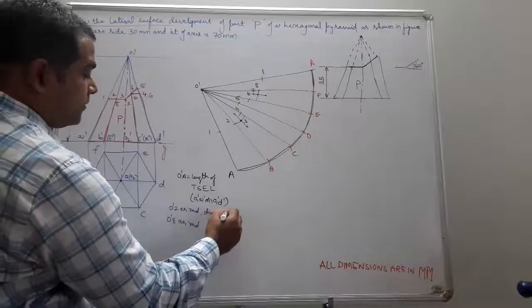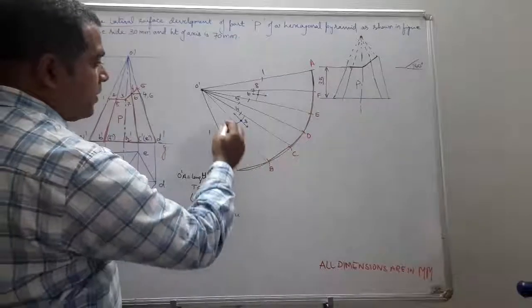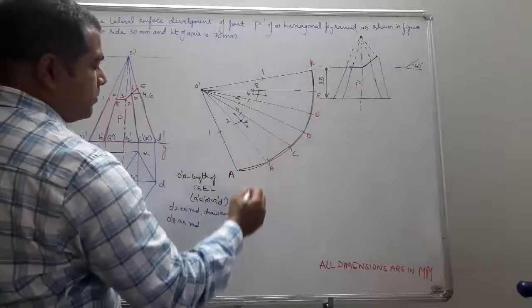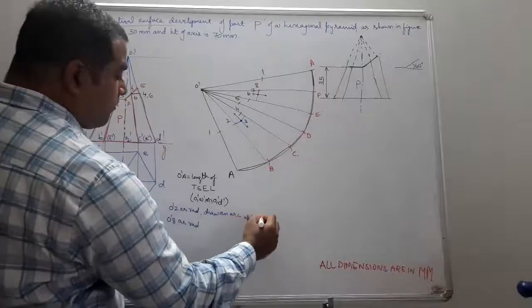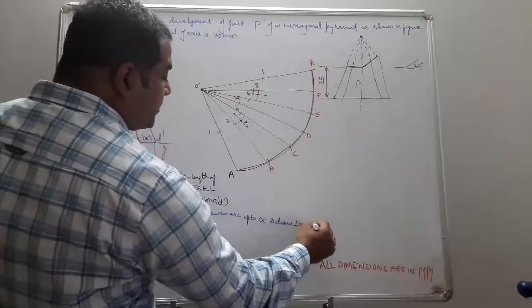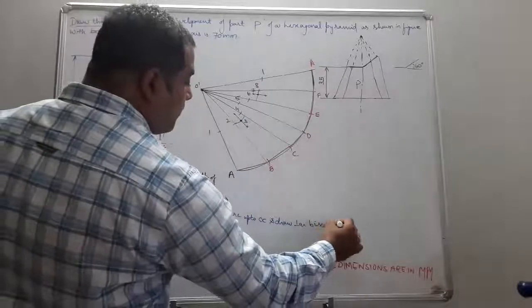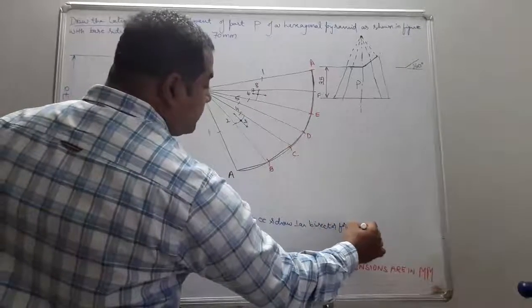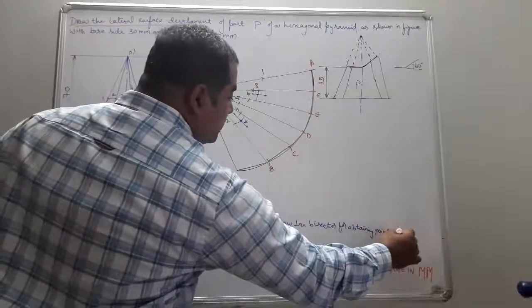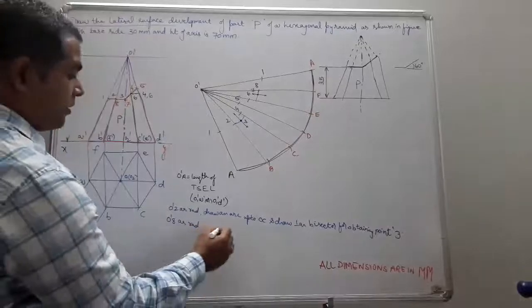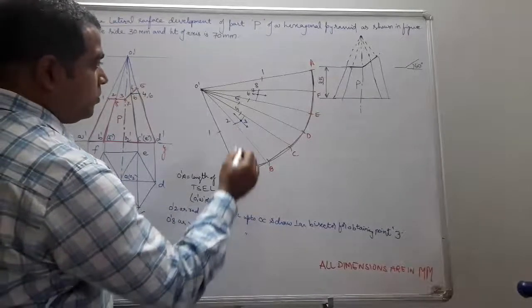Draw an arc up to OC and draw perpendicular bisector for obtaining point 3. Similarly, draw an arc up to OE and draw perpendicular bisector for obtaining point 7. Okay. Now join all the points.